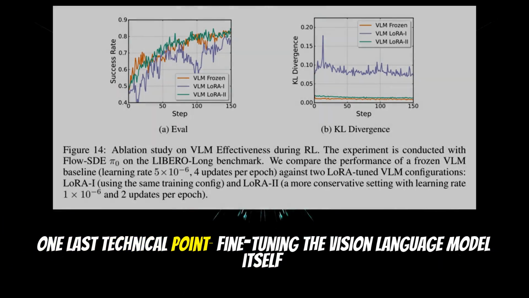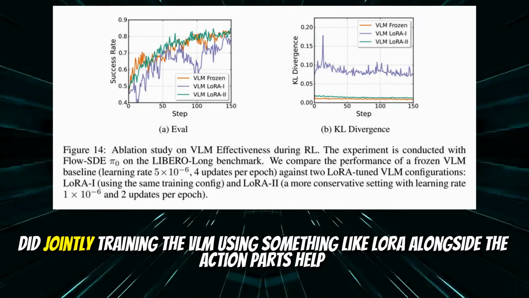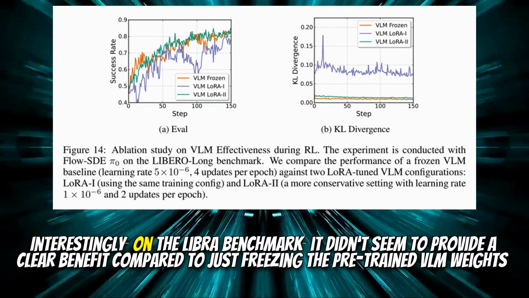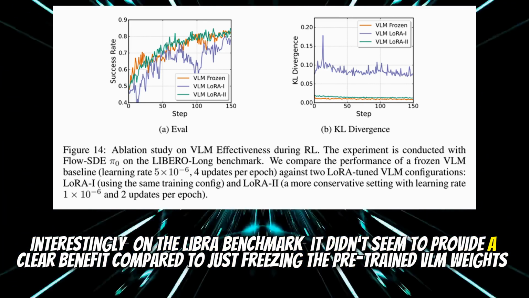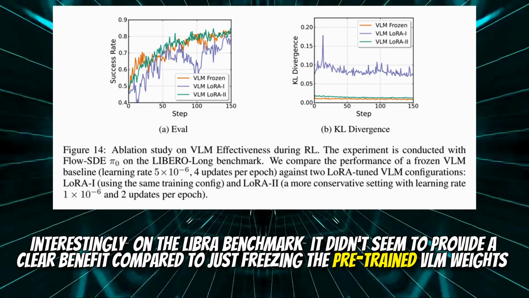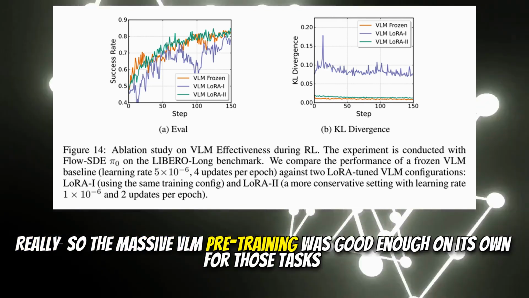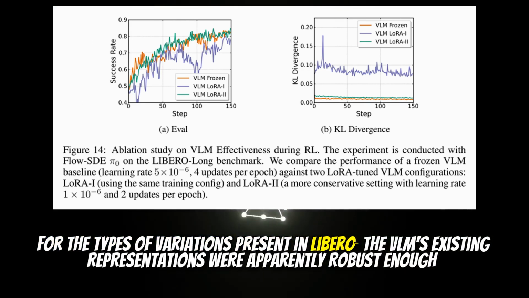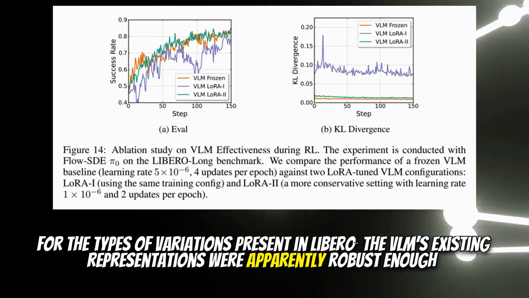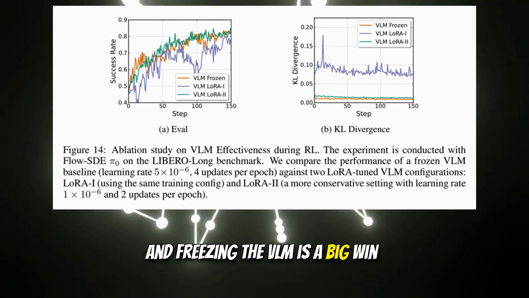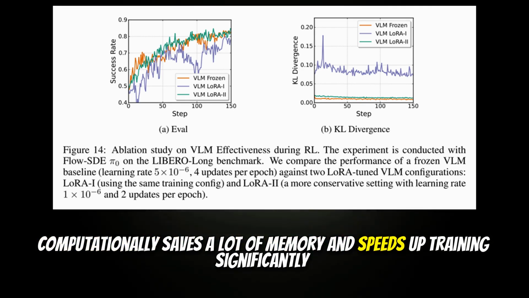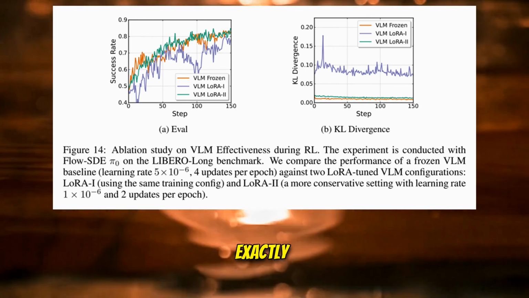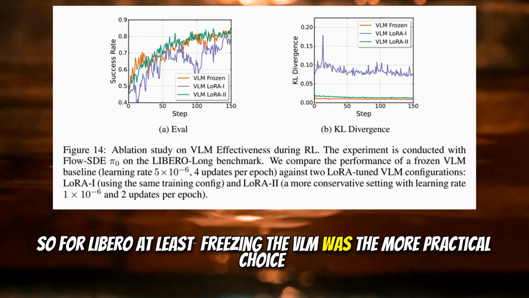One last technical point, fine-tuning the vision language model itself. Did jointly training the VLM using something like Libero alongside the action parts help? Interestingly, on the Libero benchmark, it didn't seem to provide a clear benefit compared to just freezing the pre-trained VLM weights. Really? So the massive VLM pre-training was good enough on its own for those tasks? It seems so. For the types of variations present in Libero, the VLM's existing representations were apparently robust enough. And freezing the VLM is a big win. Computationally, it saves a lot of memory and speeds up training significantly. Which is crucial for online RL, where you want fast iteration cycles. Exactly. So for Libero, at least, freezing the VLM was the more practical choice.